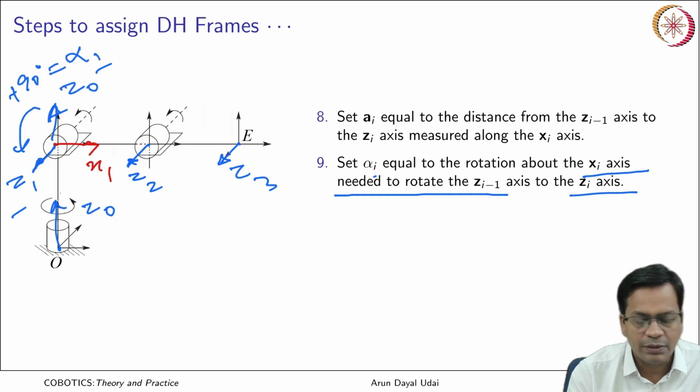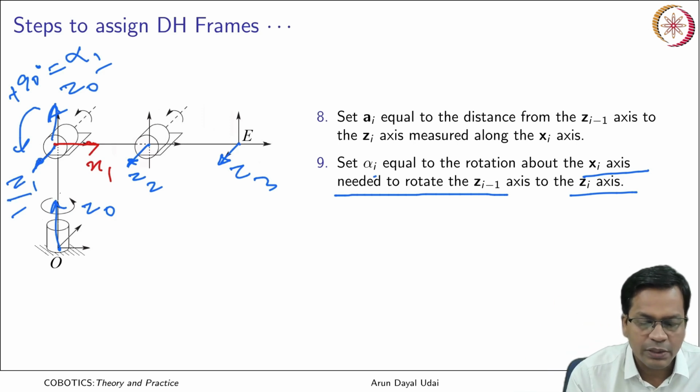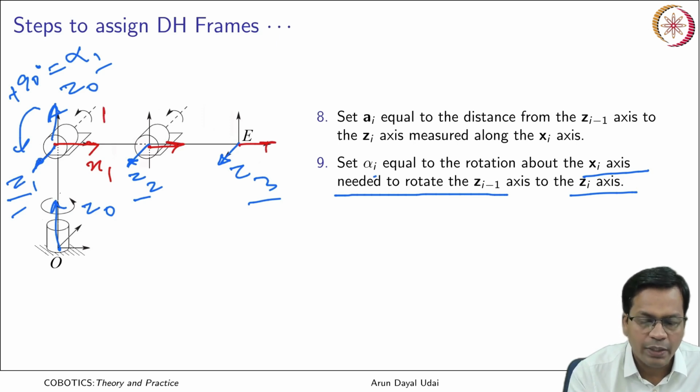And for the others, there is no angle between the z axes. So z1 is parallel to z2, z2 is parallel to z3 at all times. So there is no twist, okay, about the x axis. So the x axis is here, so there is no twist about that, okay. So link twist is missing for links 2 and 3.